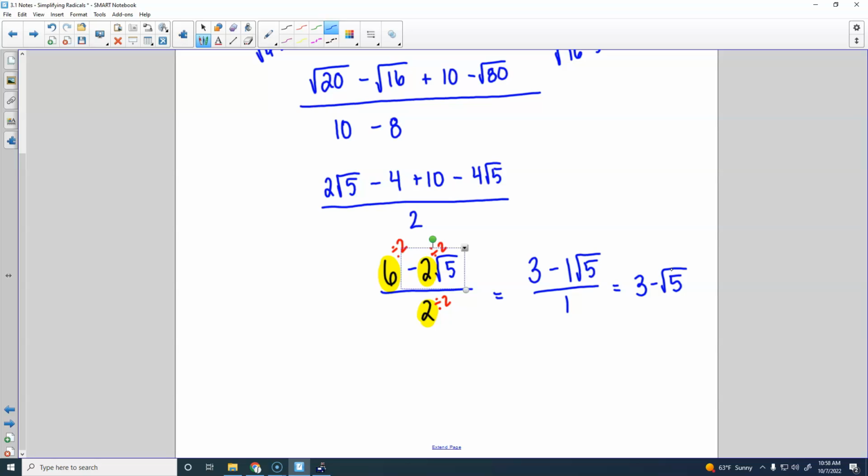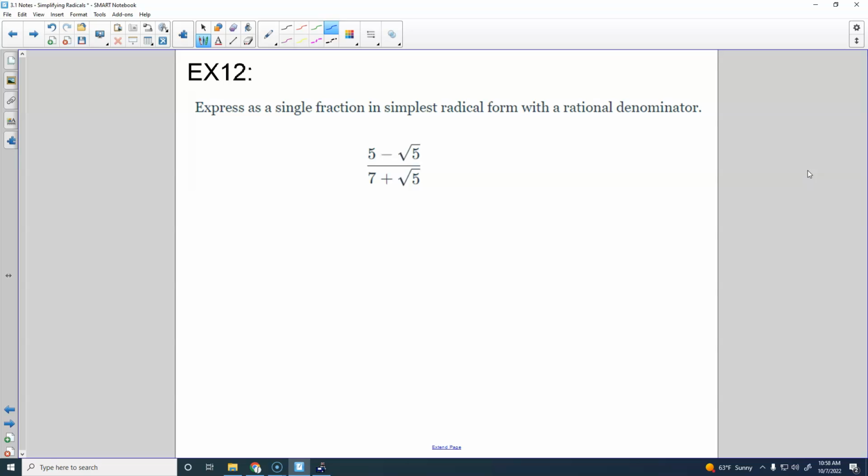Okay, questions? All right, here's our last one. Our conjugate here would be 7 minus square root of 5. So for our numerator, 3 times 7 would give us 35. 5 times the square root of 5 is going to give me minus 5.